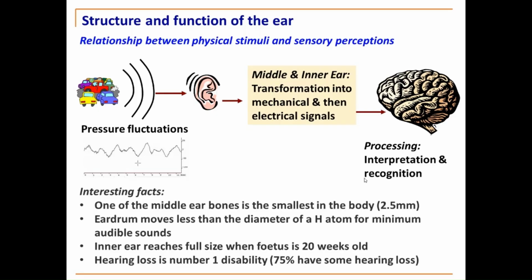There are a few interesting facts for you. One of the middle ear bones is the smallest in the body. That's the stapes, the smallest middle ear bone, the auditory ossicle. The eardrum moves less than the diameter of a hydrogen atom for minimum audible sounds. That's quite a small amount. The inner ear reaches full size when a fetus is 20 weeks old, and hearing loss is the number one disability. About 75% of people have some form of hearing loss during their lifespan.